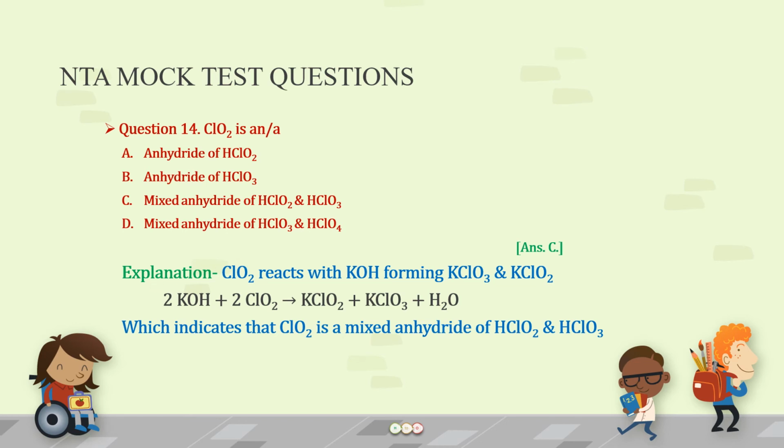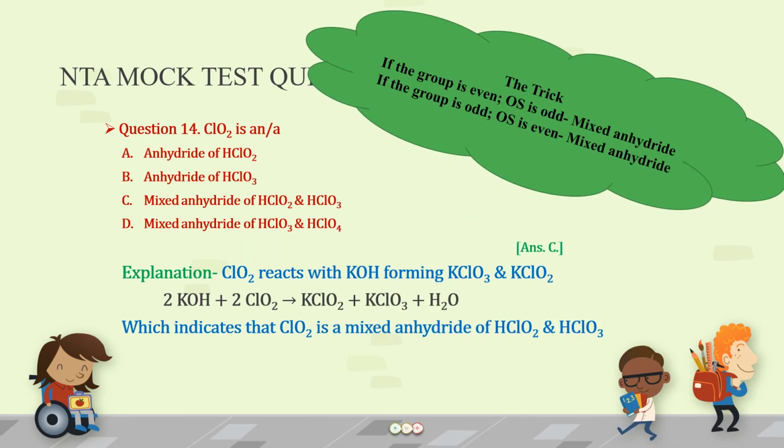But the other is that you can solve this question, or questions of this type, very easily if you have to tell that an oxide is given to you and you have to tell which oxo acid it is an anhydride of. Okay, so I'm going to give you a trick for that. Very easy one. To find out whether this is a mixed anhydride or a simple anhydride, what you have to do is just check the oxidation state of the central atom. For example, in ClO2, the oxidation state is going to be +4.